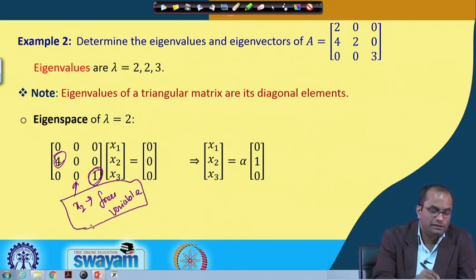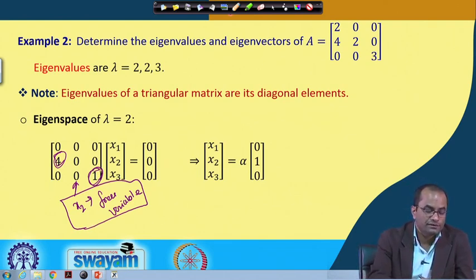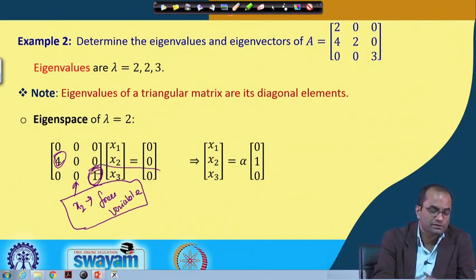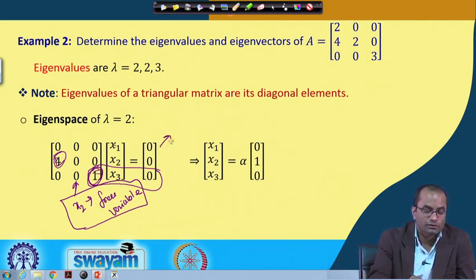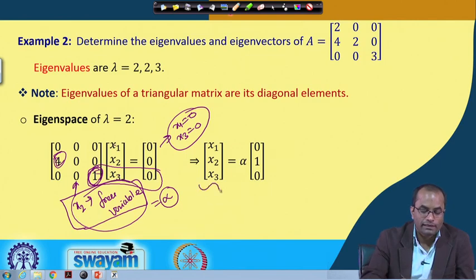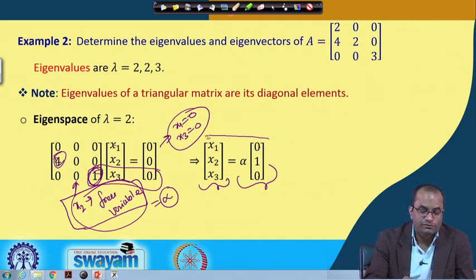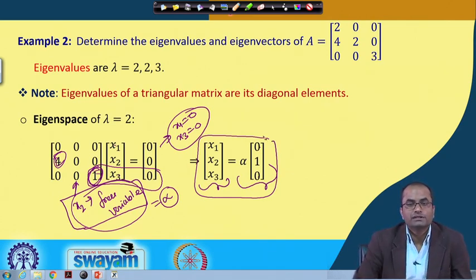That means only one free variable, and we will get only one linearly independent eigenvector. Surprisingly, when we compute, x 3 is equal to 0 straight away from one equation, and from another equation we get x 1 equal to 0. So x 1 is 0, x 3 is 0, and x 2 is the free variable, which we can take as alpha. Then x 1, x 2, x 3 we can write as alpha times 0 1 0. So in this case we observe that though the algebraic multiplicity of lambda equal to 2 was 2, we now got the geometric multiplicity as 1.